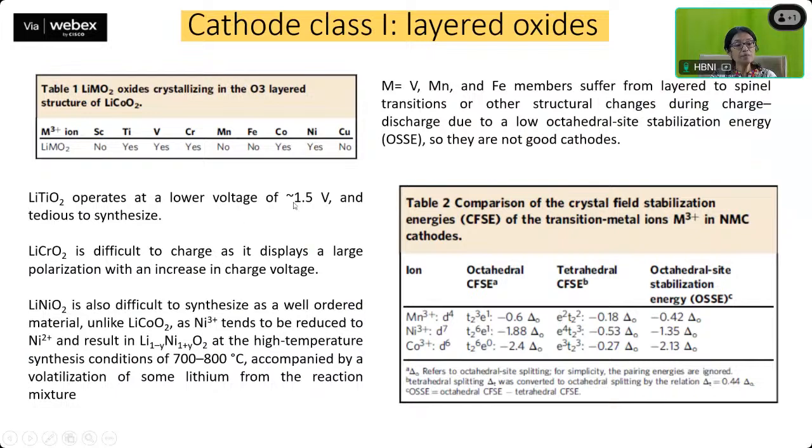Then you have lithium nickel oxide also. This also forms a layered structure. But the problem is that it is difficult to synthesize as a well-ordered material. Why is this so? Because when you are having LiNiO2, nickel is in the form of 3 plus, and this tends to be reduced to Ni2 plus.